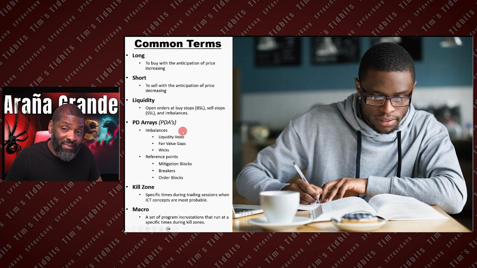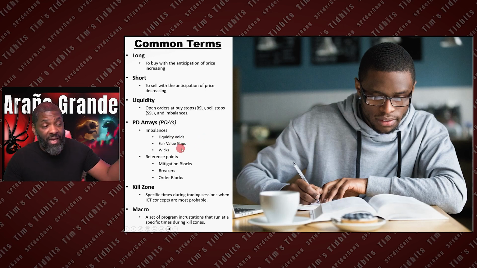In the imbalance category, you got the liquidity voids, the fair value gaps, and wicks. Wicks aren't an actual PD array that he teaches, but wicks act as a type of imbalance. So that's why I got it under the imbalances with the PD arrays.